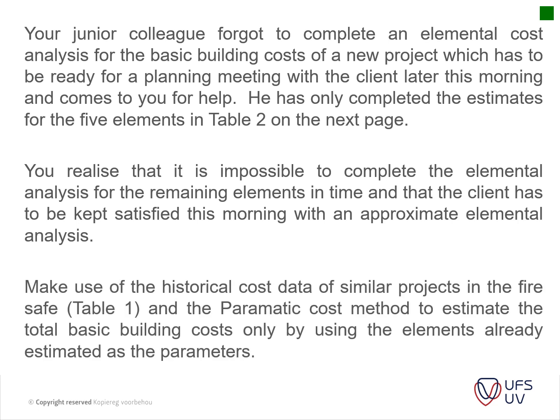So to make use of the historical data of similar projects in the firm, basically old data that you've got available, and a parametric cost method to estimate the total basic building costs only by using the elements already estimated as the parameters. So the basic thing here is you're going to use the information that you've got available, that you've worked on the project so far, and also just to fill the gap to get to an estimate, to put something on the table.